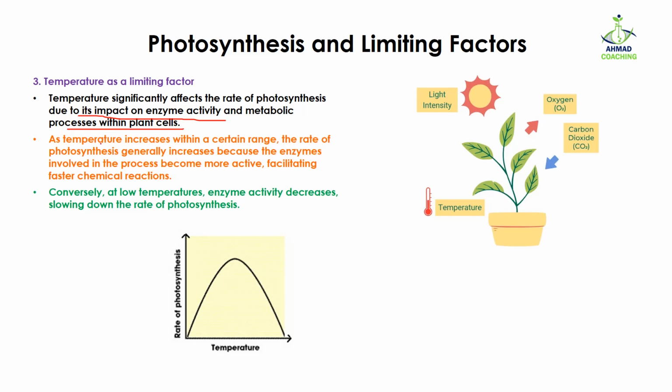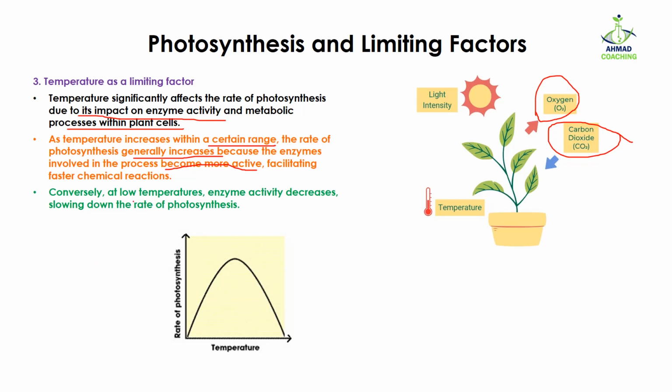So, in case of photosynthesis, as the temperature increases within a certain range, the rate of photosynthesis will increase, because the enzymes involved in the process are more active and are quickly converting the carbon dioxide and water into oxygen and glucose molecules. But we know that enzymes denature when the temperature is very high, and they will not work properly when the temperature is very low.